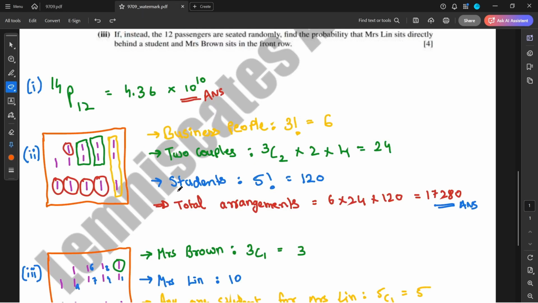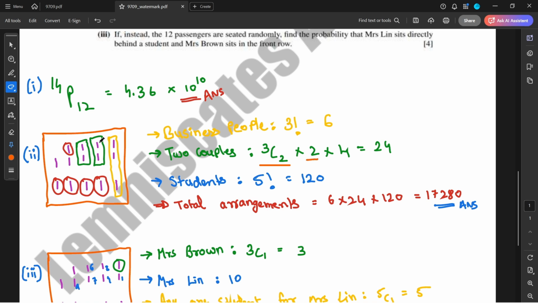So for the business people and the students, we have already mentioned that it's going to be 3 factorial and 5 factorial respectively. But then what about the arrangements of the two couples? So I know that there are two choices that I'll need to pick from the three possibilities. And that is why I'm first writing 3C2. Now once I've chosen two of the three, I'll need to assign the couples to these two choices. That is why, because there are two possibilities for the couples, I multiply by 2.